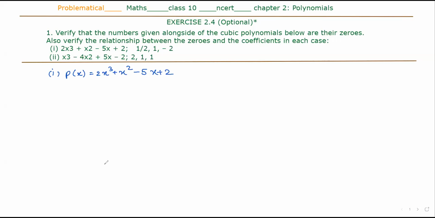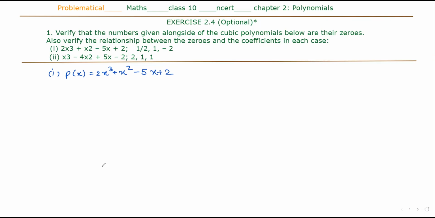Exercise 2.4 is an optional exercise. However, we will complete every question there is to complete in the chapter in the book of NCERT. The first question is, verify that the numbers given alongside of the cubic polynomial below are their zeros. Also verify the relationship between zeros and coefficients in each case.